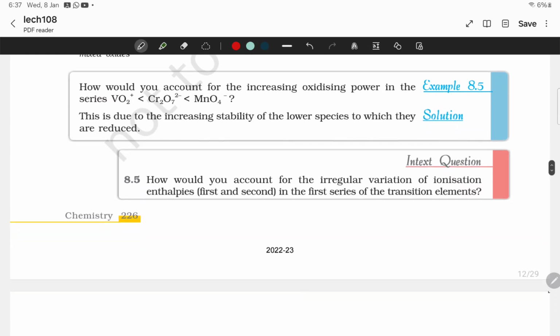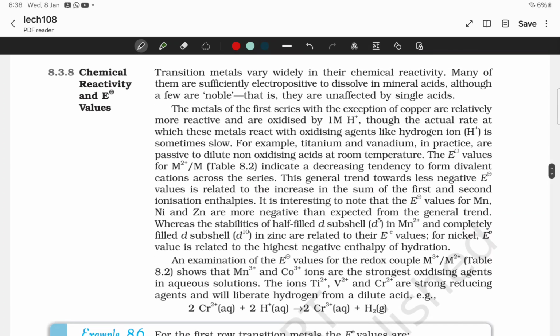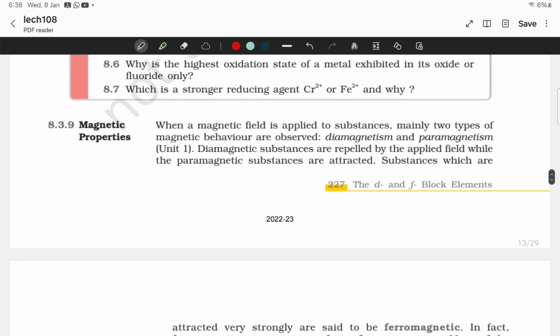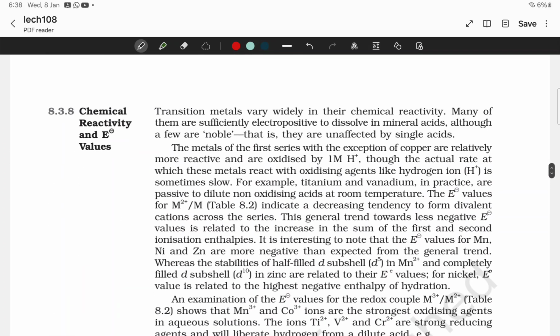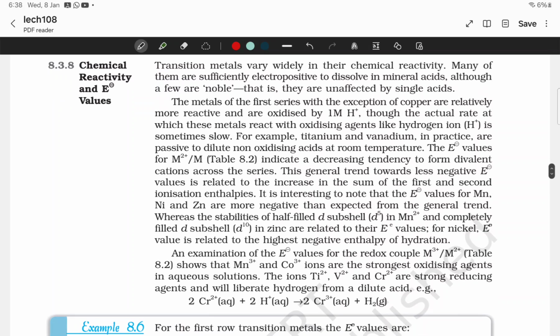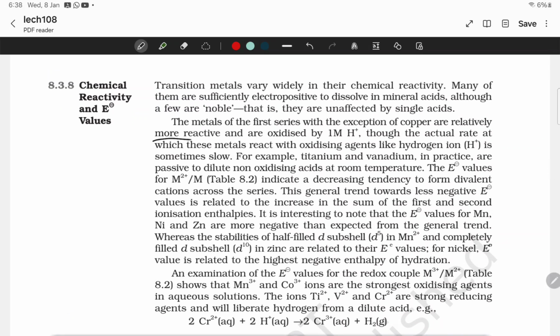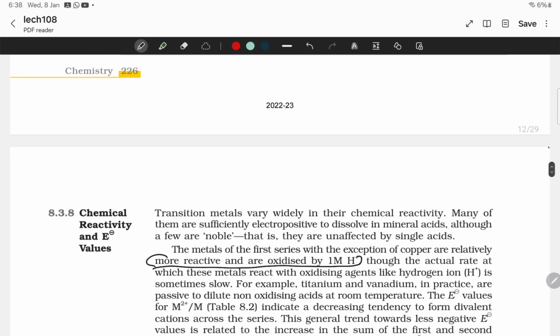Now let us go to chemical reactivity and E0 values. Transition metals vary widely in their chemical reactivity. Many of them are sufficiently electropositive to dissolve in mineral acids, although a few are noble, that is, they are unaffected by single acids. The metals of the first series, with the exception of copper, are relatively more reactive and are oxidized by hydrogen ion. That is, they can replace hydrogen from an acid, but copper cannot because of its positive E0 value.